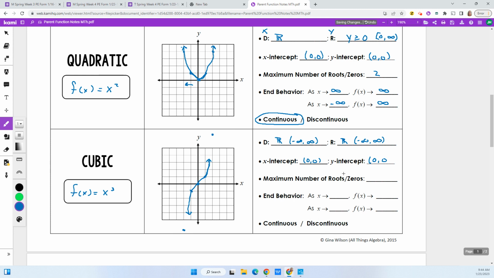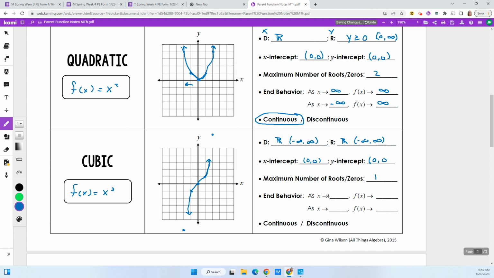And the maximum times it can cross is 1. Notice when they both go in the same direction, whether it's both up or both down, you're going to have more than one root. But if our arrows wind up in opposite directions, there's only going to be one root, right?